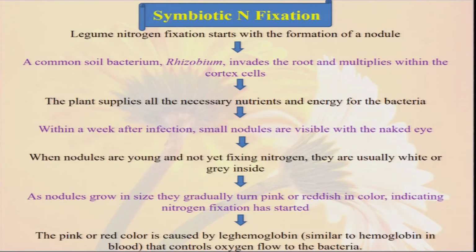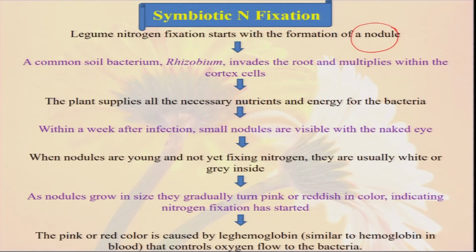Now, we are coming to symbiotic nitrogen fixation. Here I will explain a little bit about the process of nitrogen fixation. Suppose when you grow a plant and rhizobium is associated in the soil, first the formation of a nodule occurs. This nodule is a very small structure, very minute, roundish to oval in shape. After that, within this cell the rhizobium multiplies, the plant supplies all the necessary nutrients and energy for the bacteria, and within a week after the infection small nodules are visible with your naked eye.